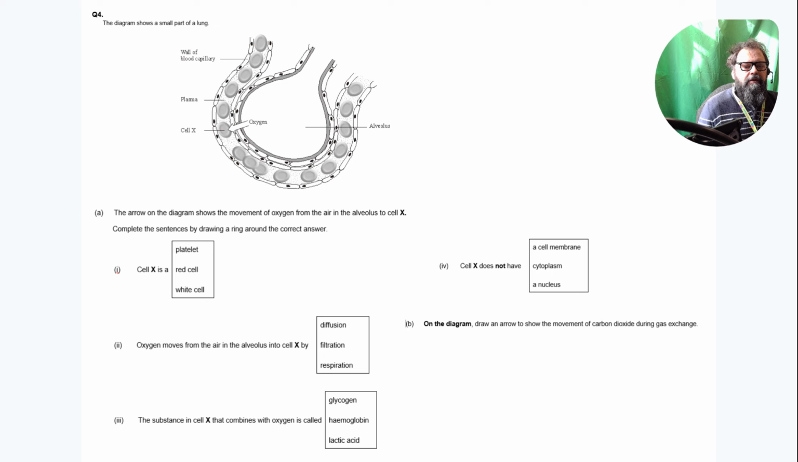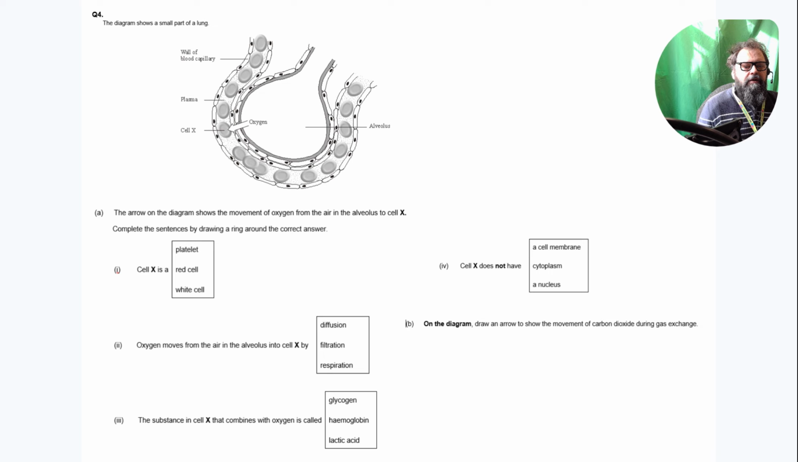They're only one cell wide. You can see the red blood cells on this diagram squeezing along the capillary, and the point of this is so that they can collect oxygen to take to your cells in your body for respiration, and also to remove carbon dioxide from your blood so you can get rid of it.